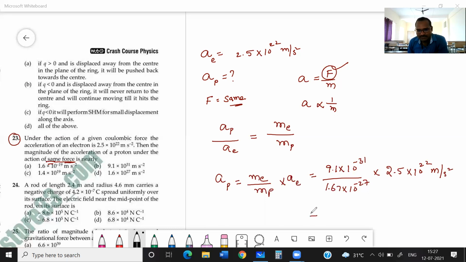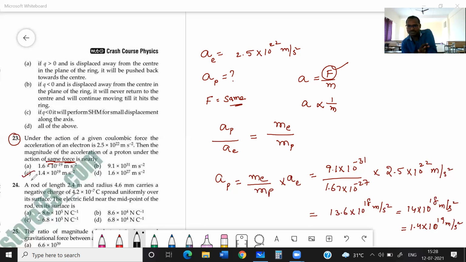So if you calculate, you will get around 13.6 into 10 to the power of 18 meter per second square. See the options: 13.6 here, 16 is there, 14 is there. It can be written as 14 into 10 to the power of 18 meter per second square, and it can also be written as 1.4 into 10 to the power of 19 meter per second square. Yes, we can write that. Means option C is the right answer. Now you need to see the options, then change your answer. Clear? Yes, this is the concept. Force is the same, they said, that's why. I hope you understand it clearly.